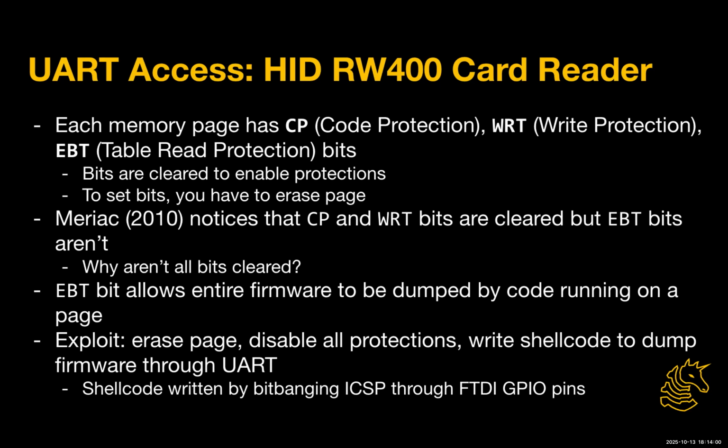So our exploit is to erase some random page, which allows us to then disable the protections on that, and then we can write shellcode to dump the firmware through UART. This causes us to lose the information on that page, but since that's only one of many memory pages, we're able to get all the information from everything else. And then the shellcode is written by bit banging the ICSP through the FDI chip GPIO functions.